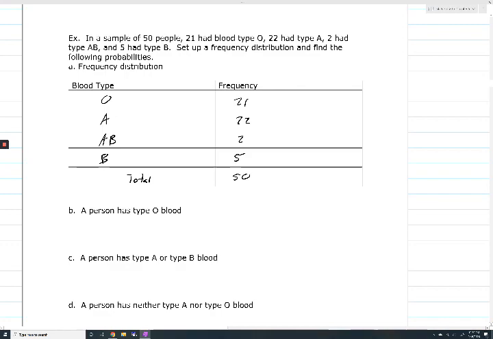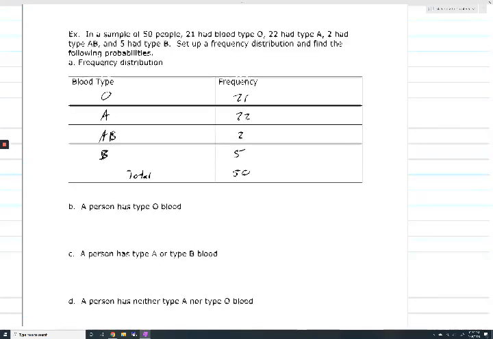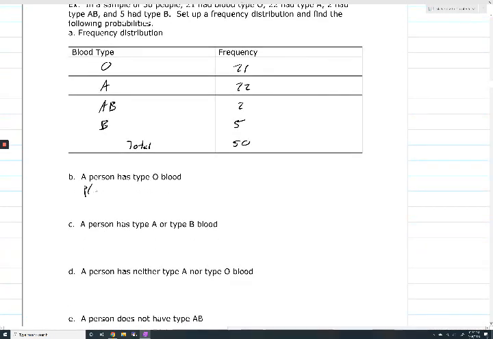And then we want to find the following probabilities. So, the probability of O-type blood is 21 over 50.